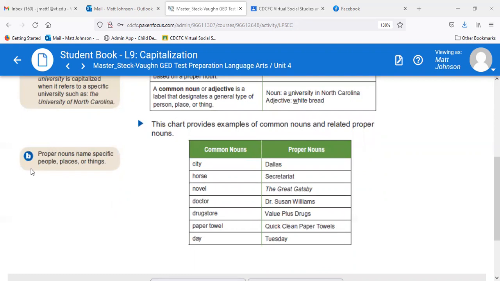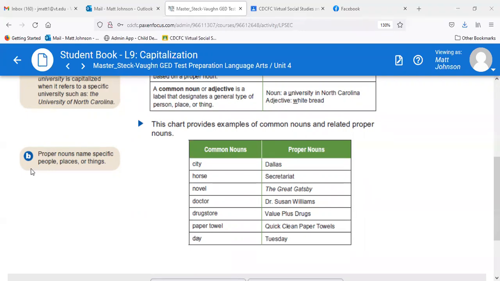So the common nouns city, horse, novel, doctor, drugstore, paper towel, day. If you're using those in a sentence, you're not going to capitalize those. But specific places, Dallas, a specific horse, Secretariat, a novel, we talked about creative works, they always get capitalized, The Great Gatsby, professional and official titles. So Dr. Susan Williams, in that case, that's part of her title. So you're going to capitalize the D for doctor.